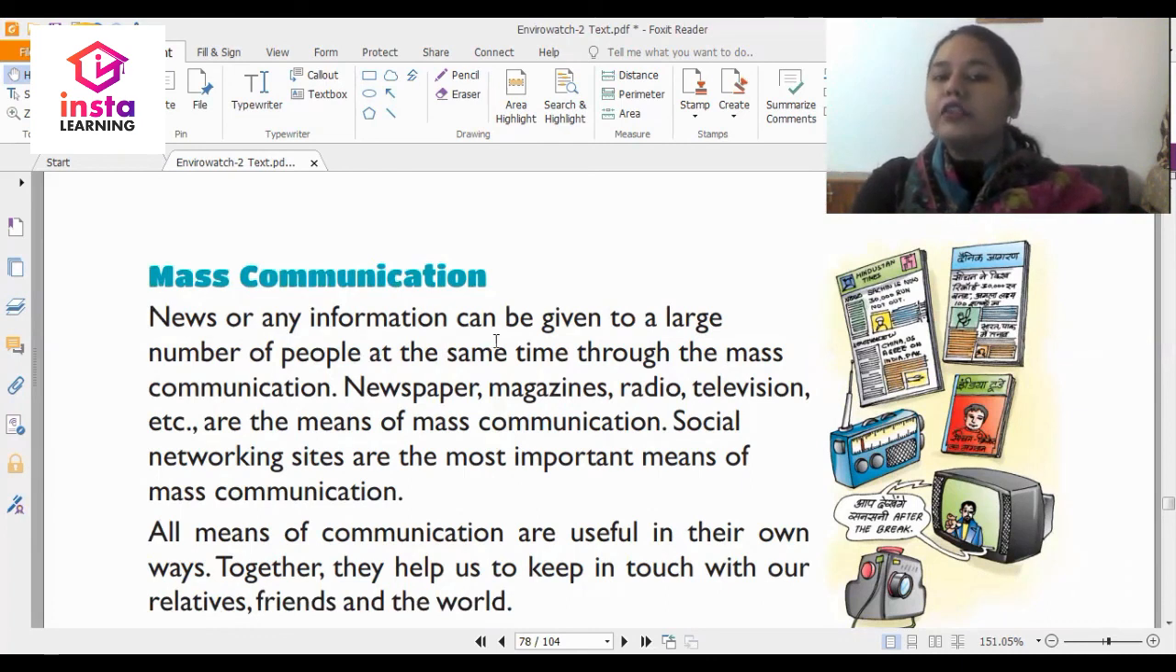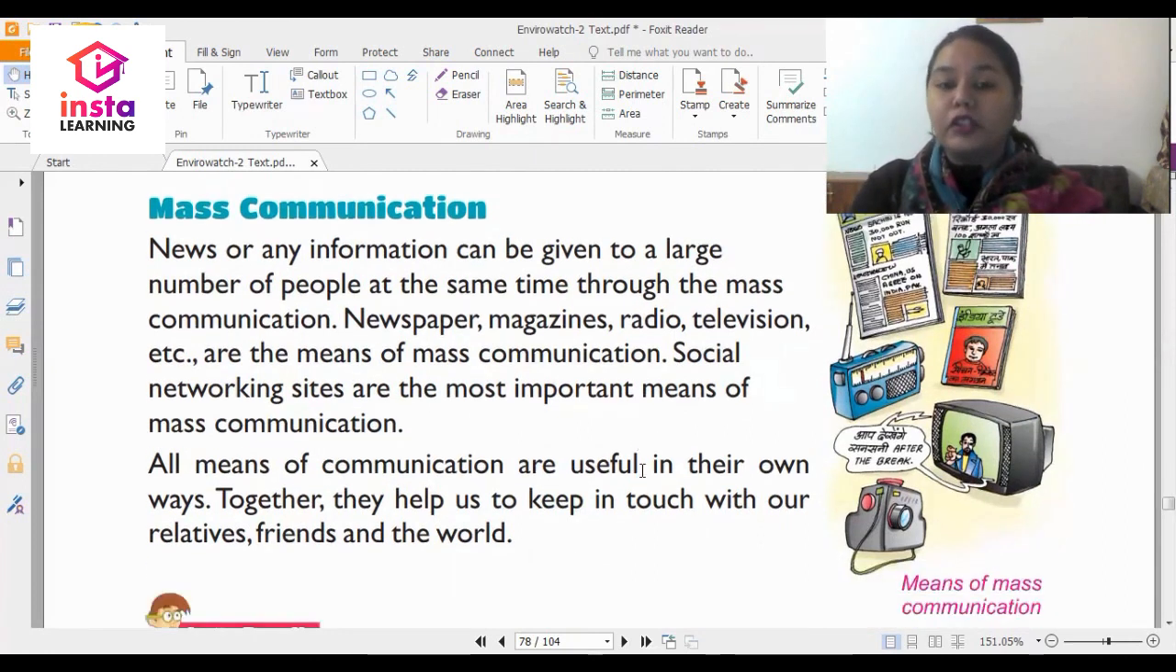News or any information can be given to a large number of people at the same time through mass communication. Newspapers, magazines, radio, television, etc. These are the means of mass communication. That is, using newspaper, using magazine, radio, or television, we can send a message to a large number of people. Social networking sites are the most important means of mass communication, like your Facebook.